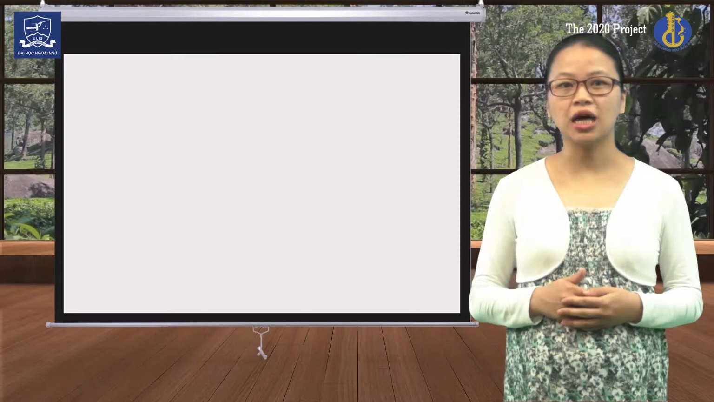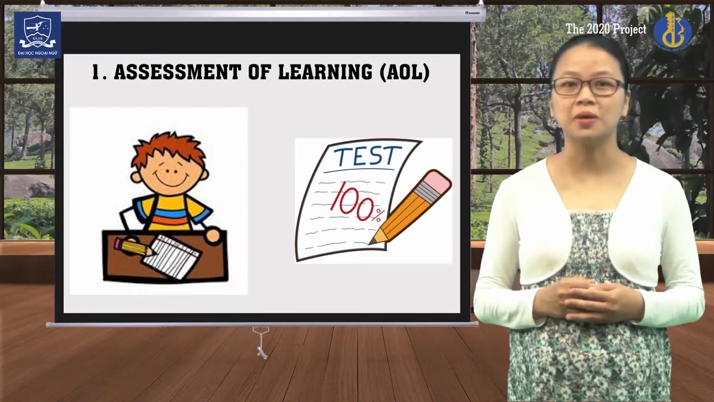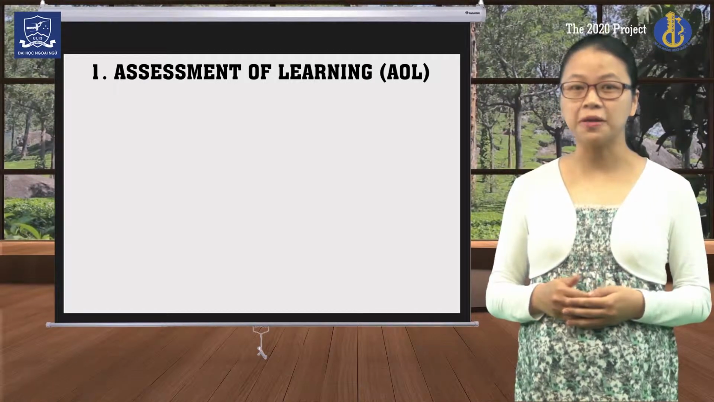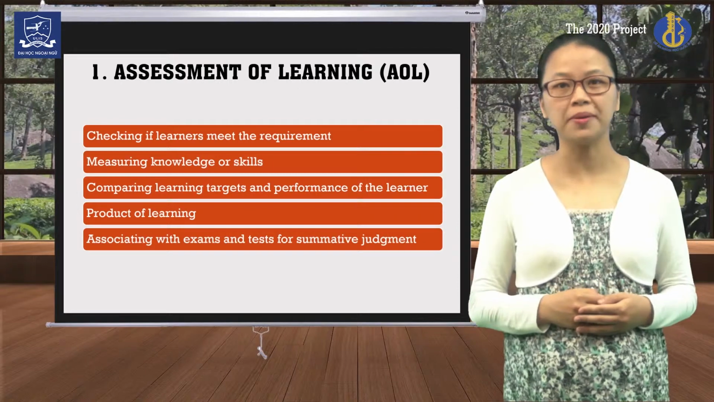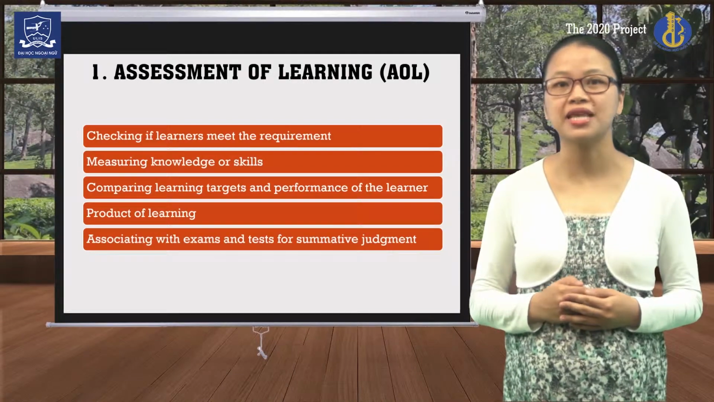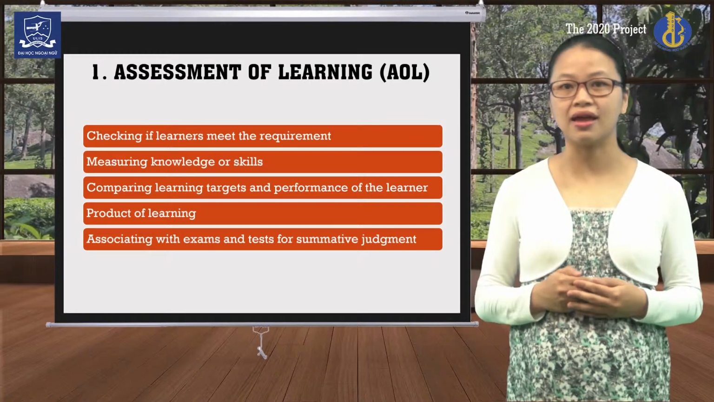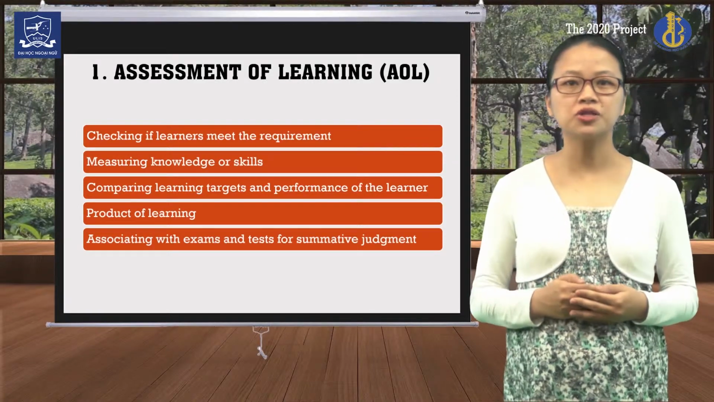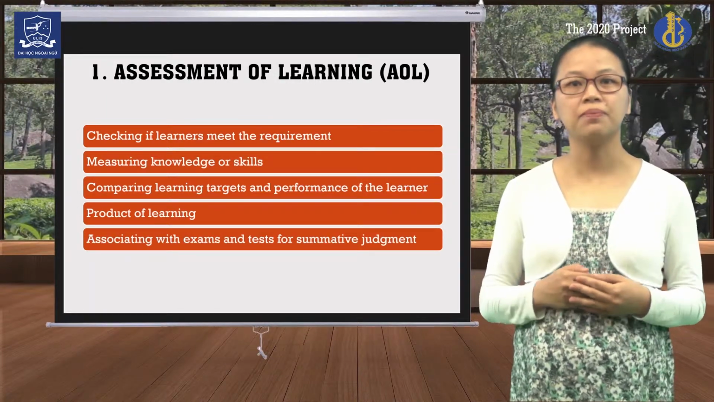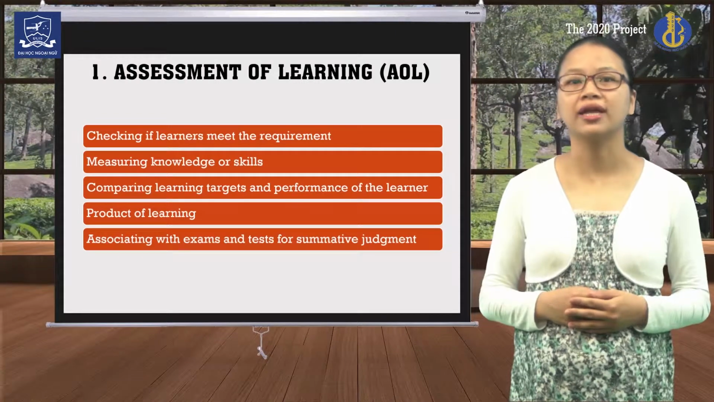Let's start with the first type, assessment of learning, which may be more familiar to you by the name summative assessment. This type of assessment aims to check whether the learners have met the requirement as set, by measuring knowledge or skills by the total number of items answered correctly, or in other words, how much learning is evidenced in their test results. A judgment will be made by comparing the predetermined learning targets and the ultimate performance of the learner. The major focus is on the product of learning.